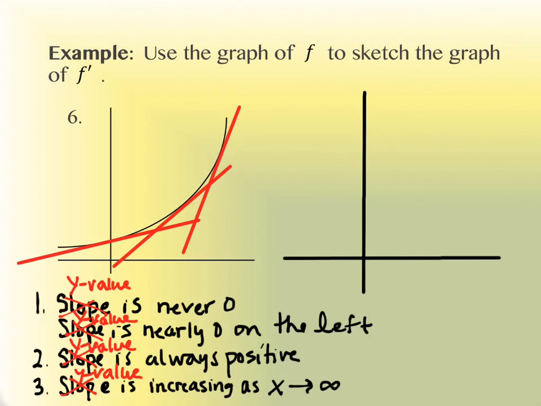So let's think through this. What does the fact that the slope is never 0 mean? I'm never going to touch the x-axis. Okay, that's a good point. So keep that in mind. You're not going to hit the x-axis on this graph. The second one says the slope is nearly 0 on the left. Okay, so now I'm going to make something about the y value. What does it mean for the y value to be nearly 0 on the left?